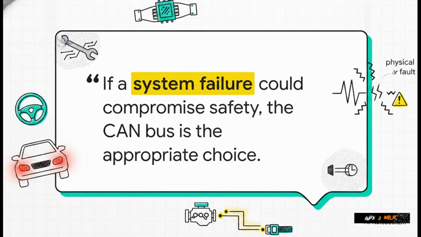To really sum up the stakes of what we're dealing with here, I want to share a quote straight from our source material. If a system failure could compromise safety, the CAN bus is the appropriate choice. I think that really emphasizes the immense responsibility resting on your shoulders in the diagnostic bay. When a CAN network has a physical fault, it is not just a convenience issue. It's a safety-critical system that absolutely needs your expert attention to function perfectly.